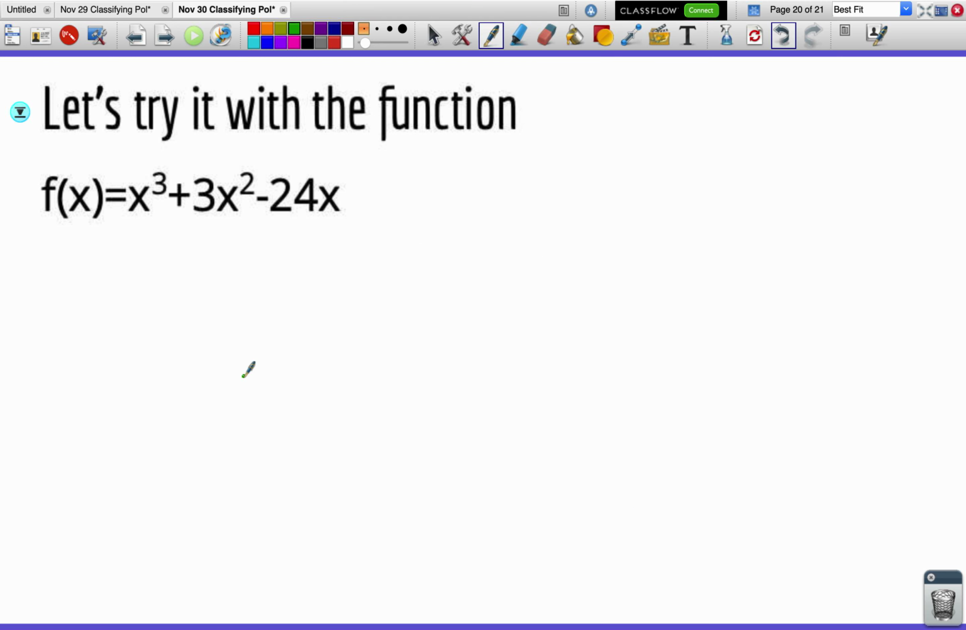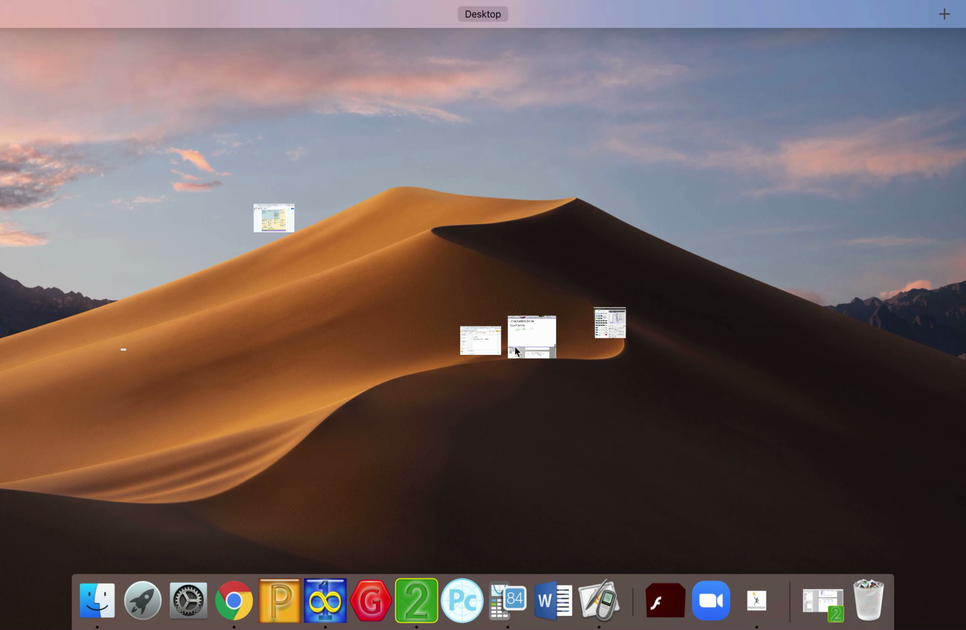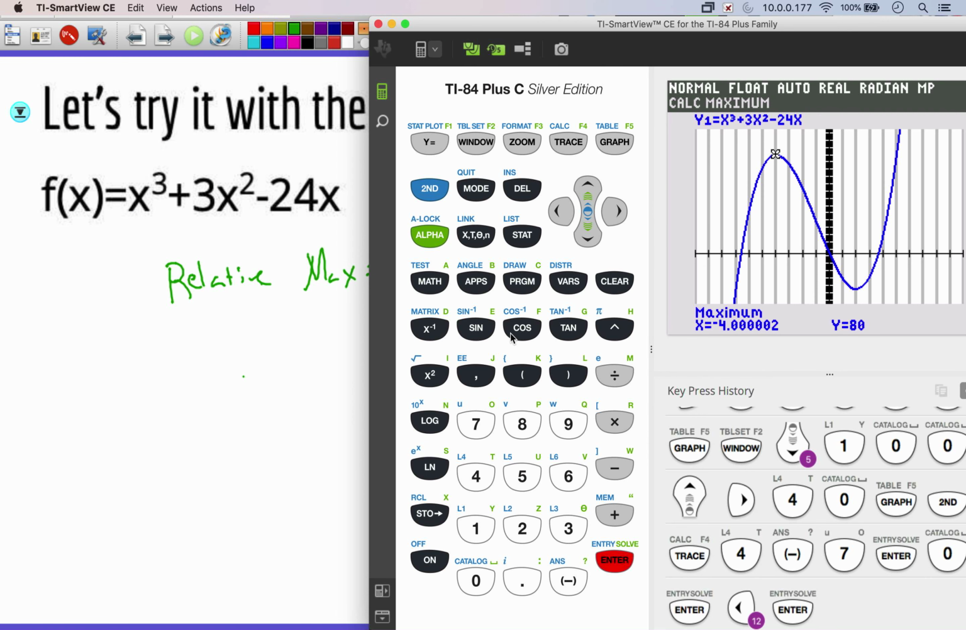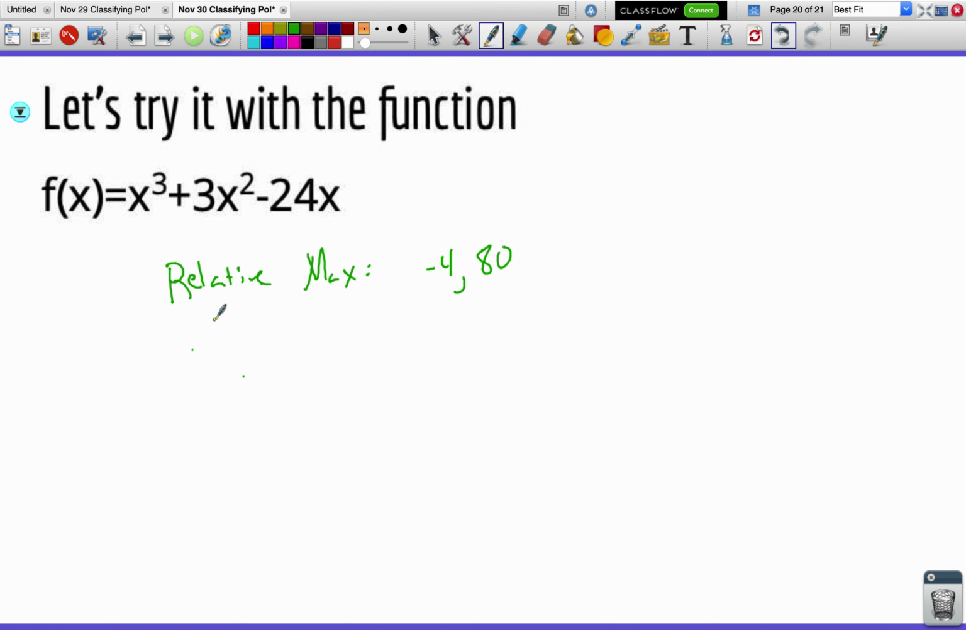So we've got a relative maximum at -4 comma 80.